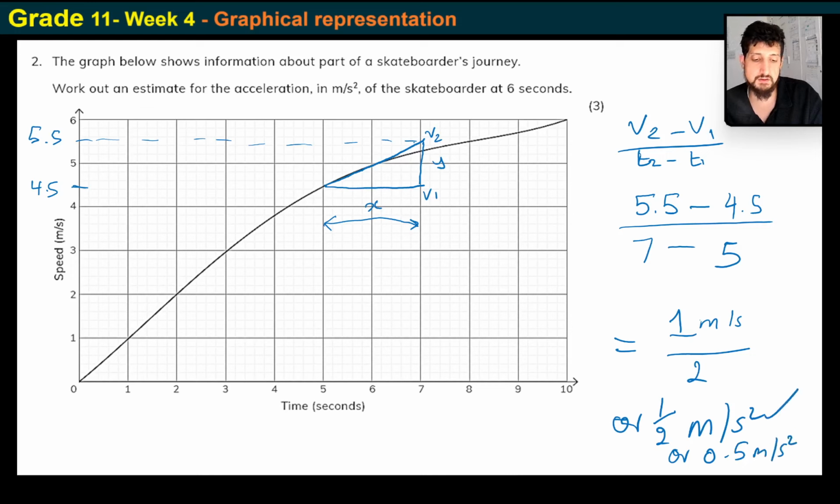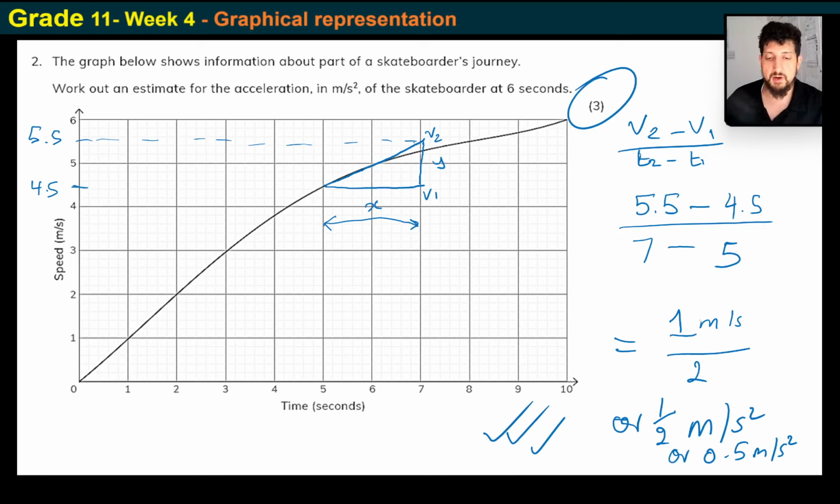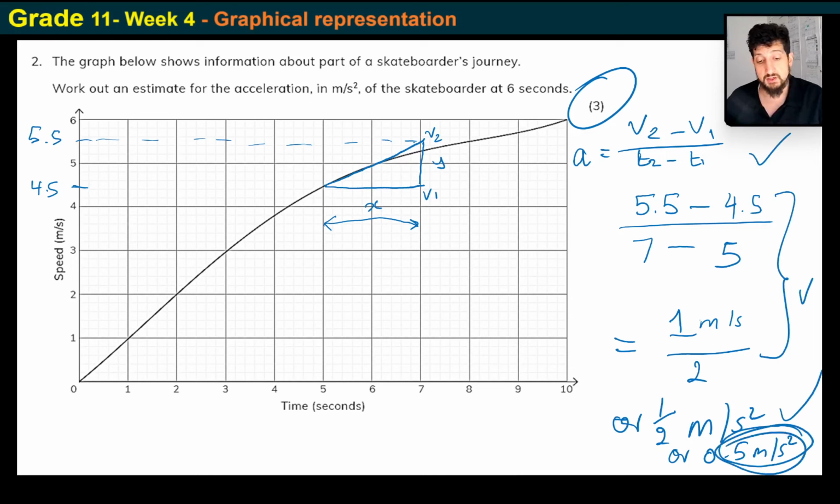That's the answer. Here you go. 3 ticks, because 3 marks. So when we're looking at 3 marks, I expect 1 mark for the formula, 1 mark for the workout, and 1 mark for the answer. But you'll also lose half a mark for the incorrect units. So make sure you have the correct units, please.